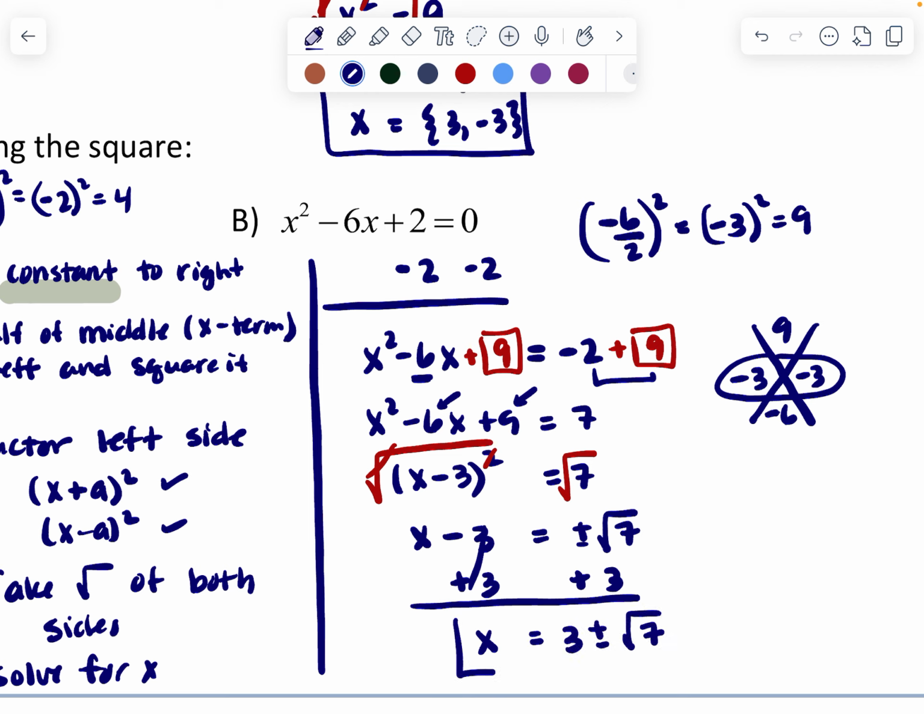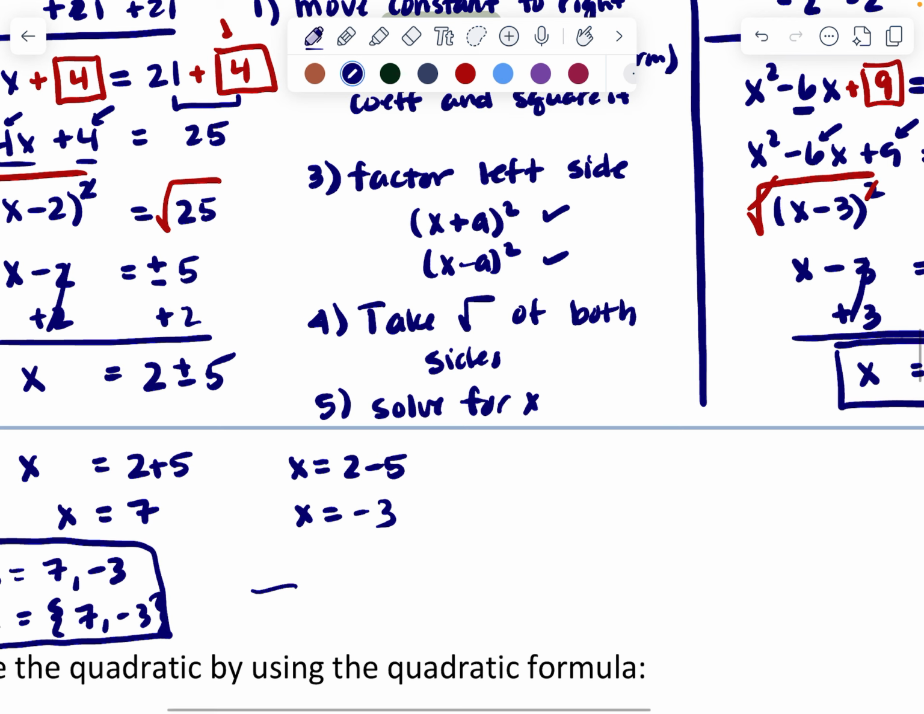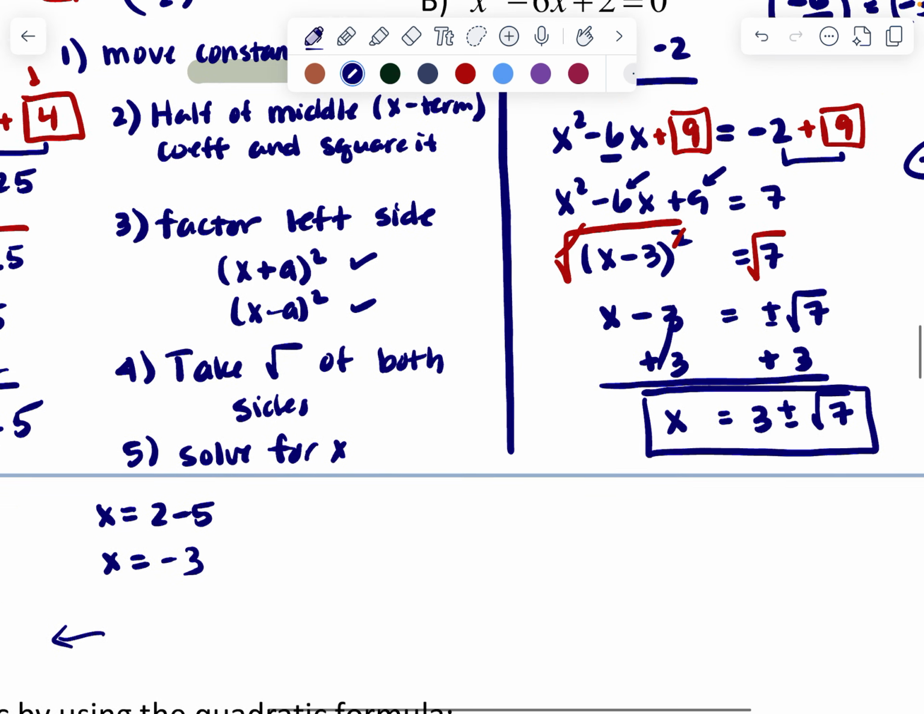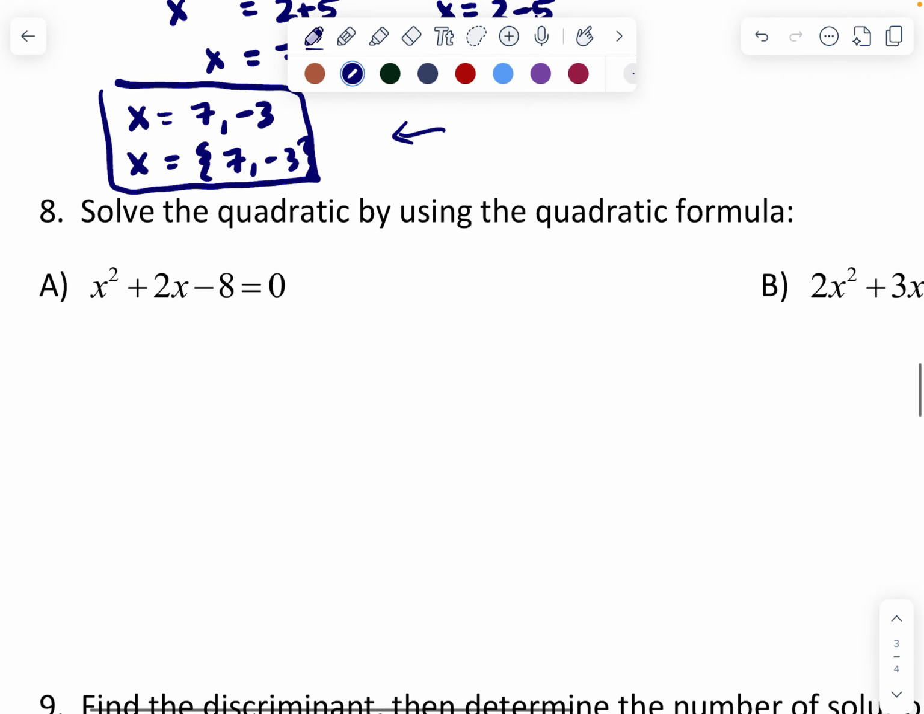So in a way, if your answer is ugly, it's kind of less work because you don't have to go and break it up into 2 equations like we did here, right? So it's almost like you're hoping that it's an ugly answer. All right, solve using the quadratic formula.